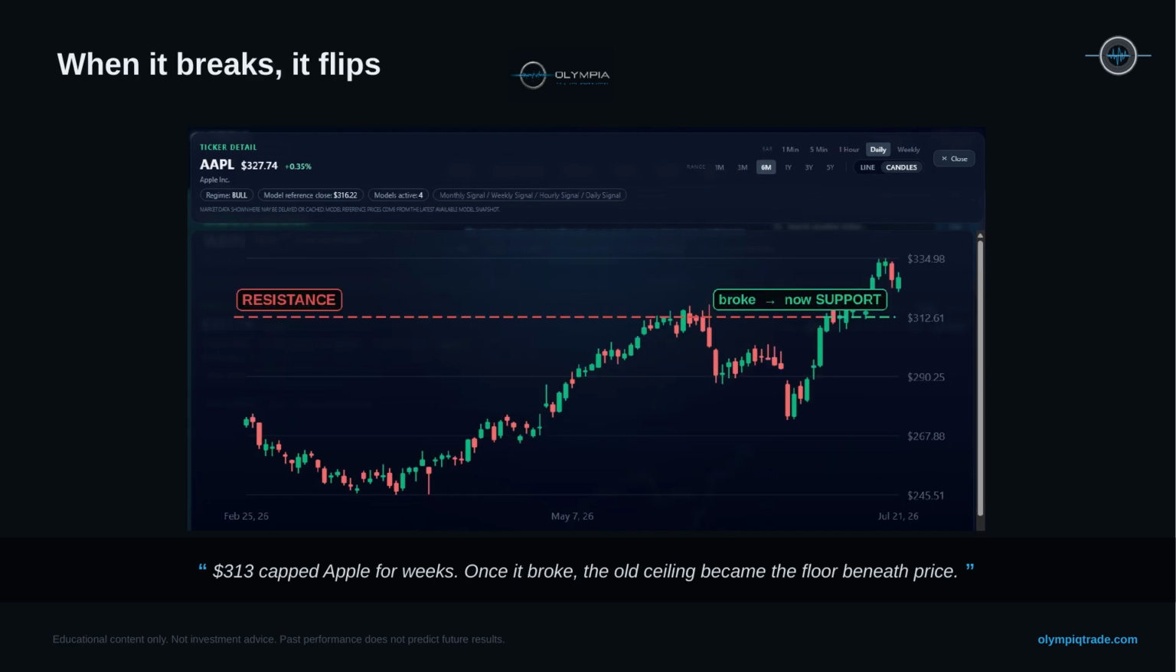Here's the most powerful move in the whole topic. The other side of the coin. When a level breaks, it doesn't vanish. It flips sides. 313 capped Apple for weeks as resistance. Then price broke above, never looked back. That old ceiling is now a floor sitting under price. Broken resistance becomes support. And the retest of a flipped level is the highest odds entry there is.